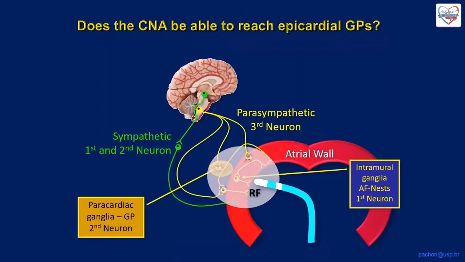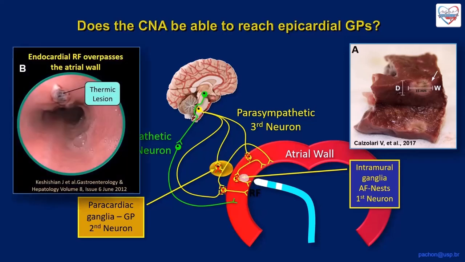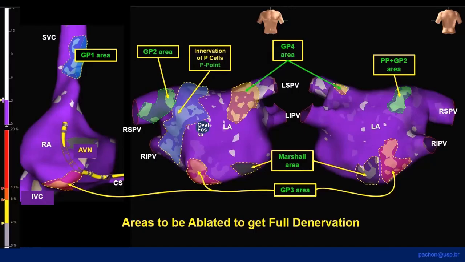Is the cardioneuroablation able to reach the epicardial GPs? Yes, it does. The RF lesion can reach 15 millimeters in depth, and there are reports in the literature of terminal injury of the esophagus. Thus, there is no doubt that well-targeted applications may eliminate epicardial ganglionated plexi. Here we have a map reaching complete denervation and elimination of the vagal response.